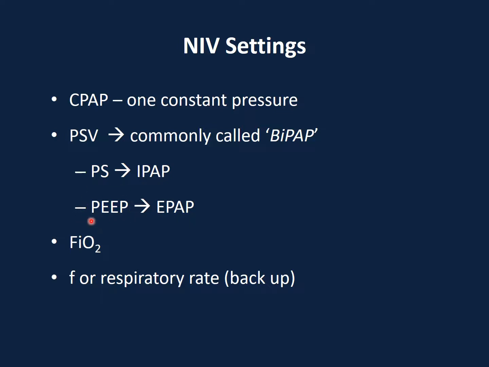Additional things that can be added will be oxygen, and sometimes some machines can provide a backup rate, and therefore if the patient really goes apneic, it can provide backup ventilation.